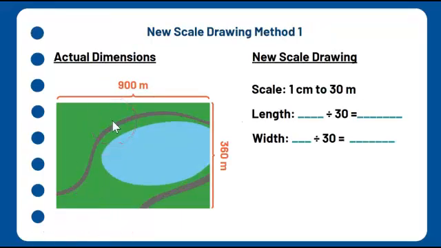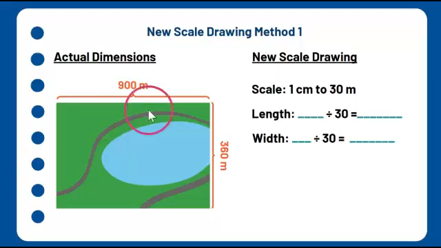We can use the actual dimensions of 900 meters for the length and 360 meters for the width to make a new scale drawing of the park with a scale of 1 centimeter to 30 meters. We can divide the actual dimension by the scale factor to find the dimension of the new scale drawing with a scale of 1 centimeter to 30 meters.